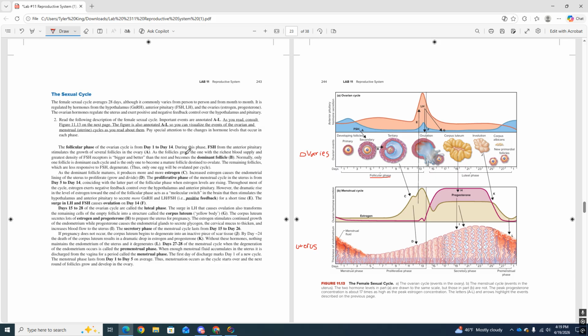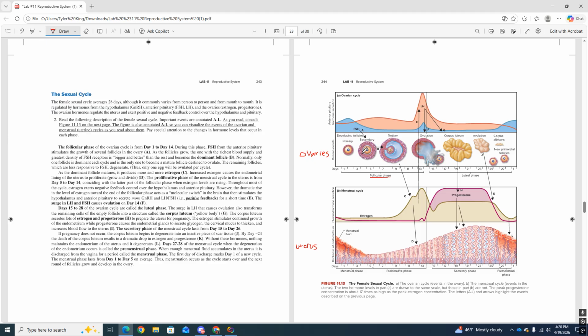As they continue to do that, one of them is going to become the dominant follicle. So letter B here, one will become the dominant. Normally, there's only one dominant follicle each cycle, and the one that becomes the mature one to eventually ovulate is determined by which one has the richest blood supply, and also which one has the greatest amount of FSH receptors. So one egg ovulates. As that dominant follicle matures, it produces more and more estrogen.